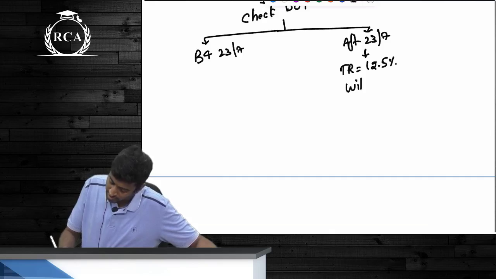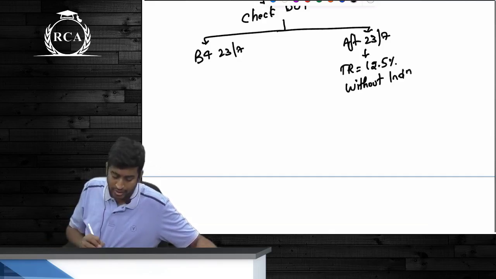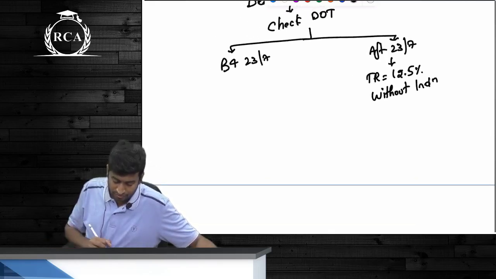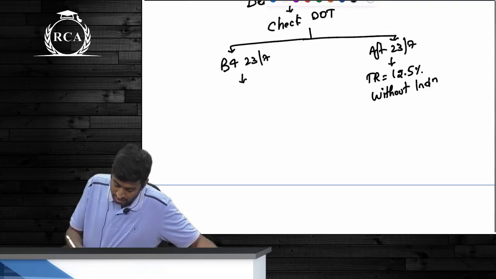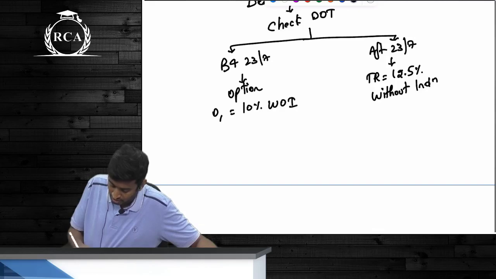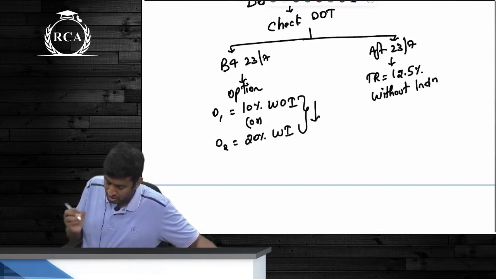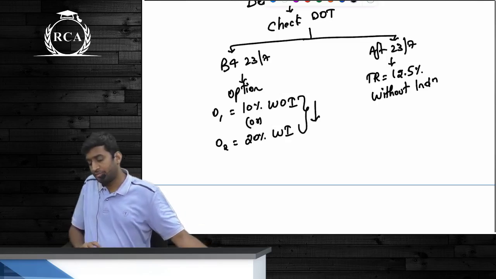12.5% without indexation. यहाँ पे आपको मिलता ऑप्शन O1, 10% without indexation, O2, 20% with indexation, whichever is lower.